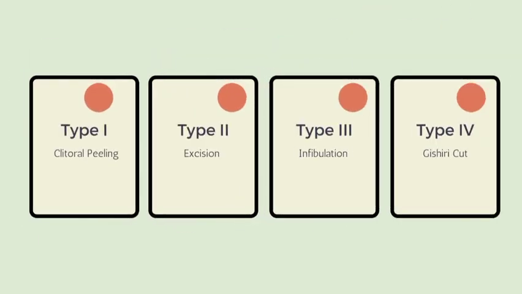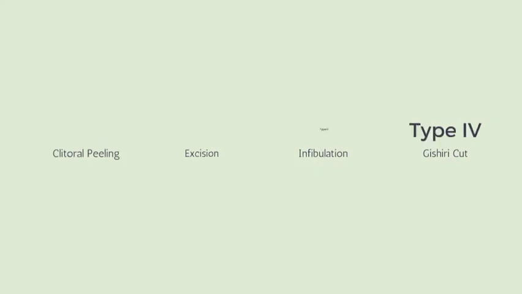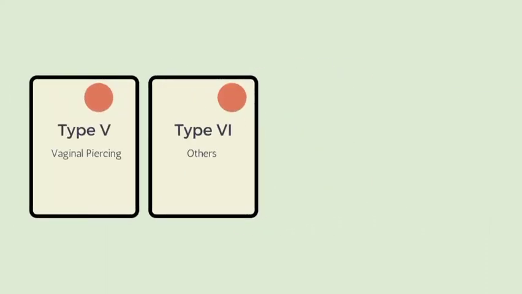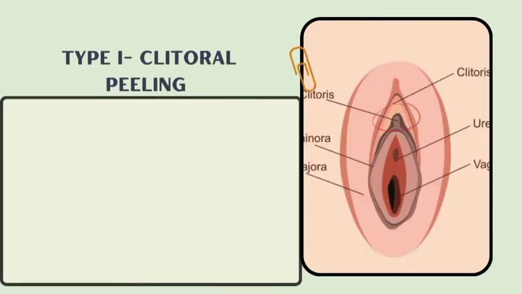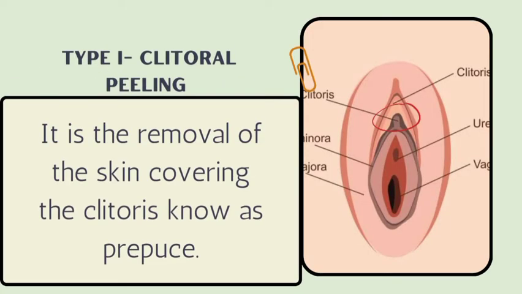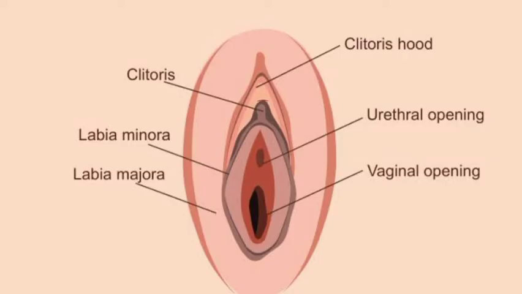There is type 1, known as clitoral peeling, type 2, excision, type 3, infibulation, type 4, Kishiri cut, type 5, vaginal piercing, and type 6, others. Type 1, clitoral peeling, is the removal of the skin that is covering the clitoris, also known as the prepuce. Right on the spot, the covering of the clitoris can be taken off or the entire clitoris taken off. This is the mildest form of genital mutilation.